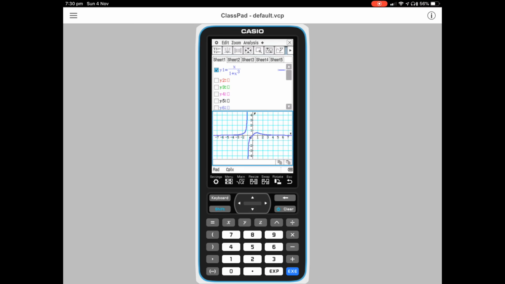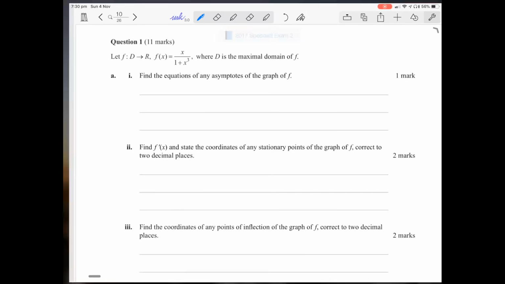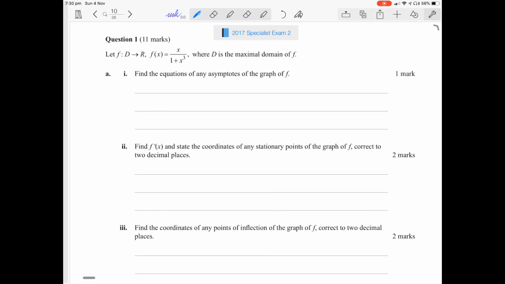Okay, so that's got an asymptote at x equals -1, and it's also got an asymptote at y equals 0. It goes through the asymptote, but yes, it does have one at 0 and -1. So equations of any asymptote: x is equal to -1, and y is equal to 0.